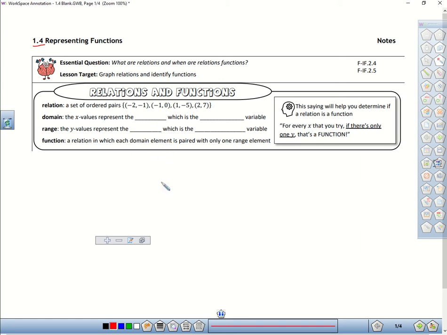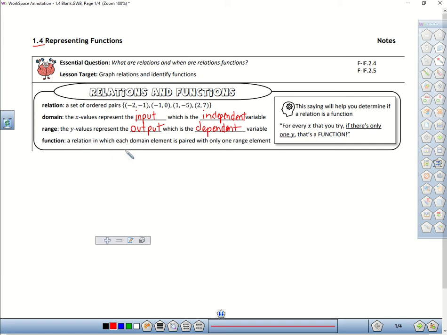The domain of a relation represents the x values, representing the input, and these are known as the independent variable. Now these are independent because they are put in and then they determine the output, which are known as the y values. And the y values, or the output, are dependent on the independent variable, the input.